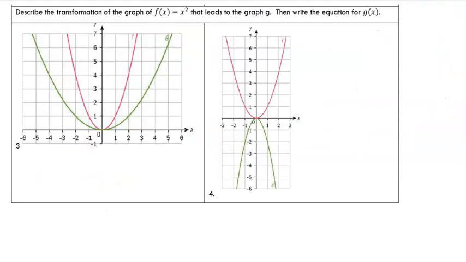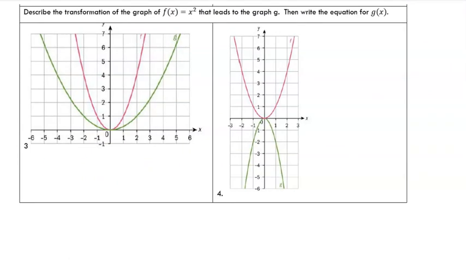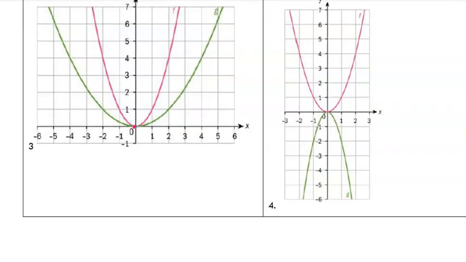Okay, so now we're going to try to write the equation from the graphs. First of all, it says describe what happened. For the first one, you see that the origin didn't change, so there was no translation. The translations are left or right, up and down movements. So you know that there was no translation.